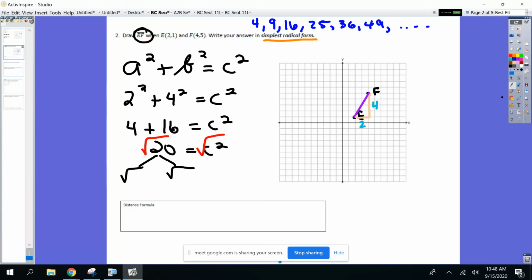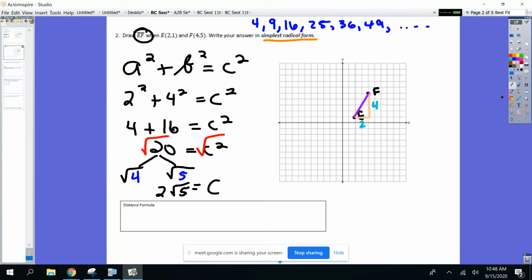Yep, so I put a 4 underneath the first one. Always a perfect square underneath the first one. And then what do you multiply 4 by to get 20? 5. So I put 5 underneath this one. And now I'm almost done. Square root of 4? Just 2, not the square root of 2, just 2. And then the other radical comes down in your answer.